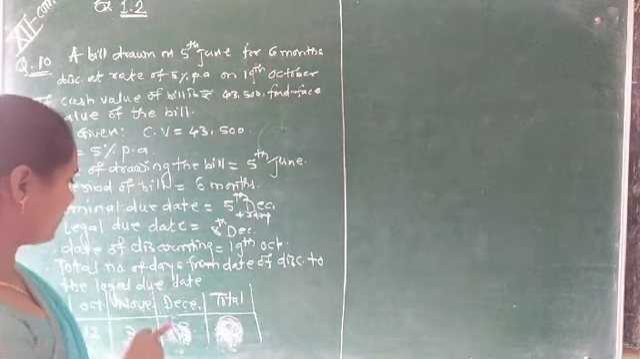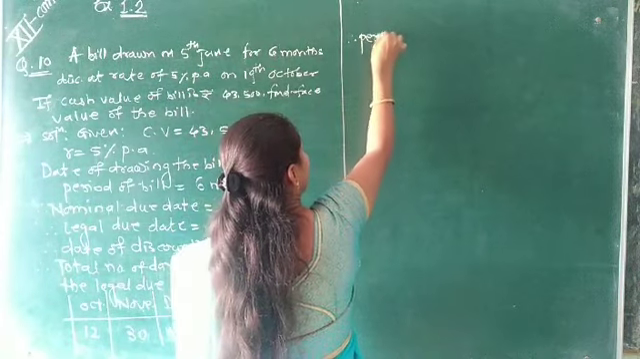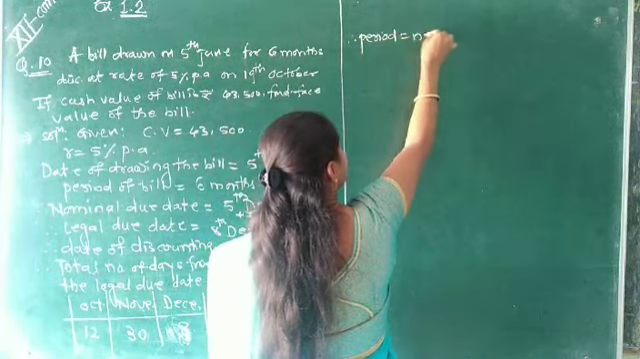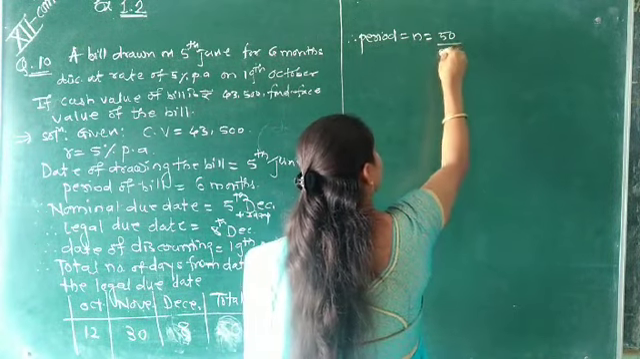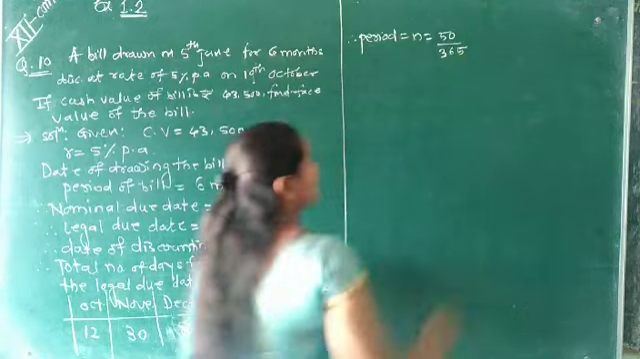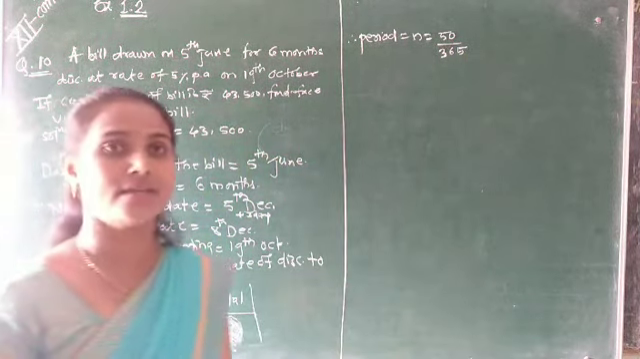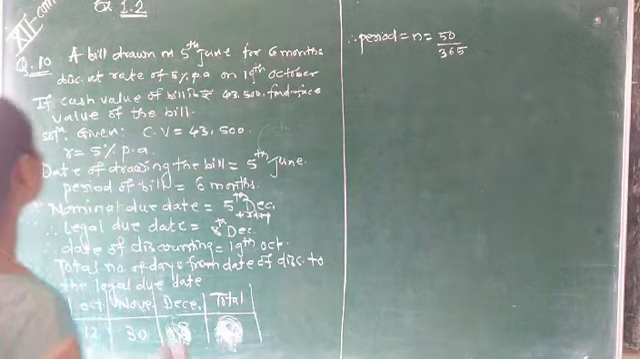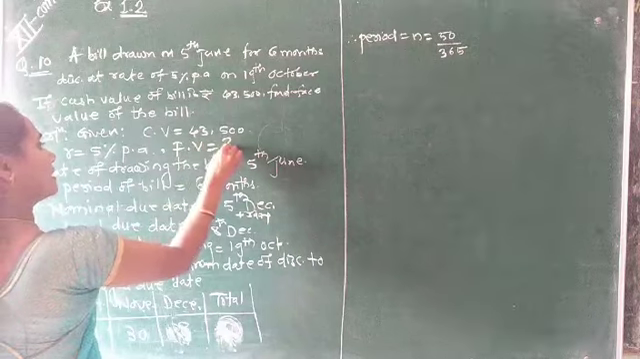So first we have to find the period. Period n is equal to 50 divided by 365. Total days are 50, hence the period is always in years. Now we have to find the face value.